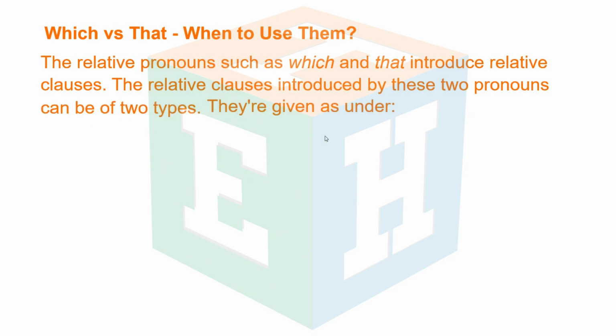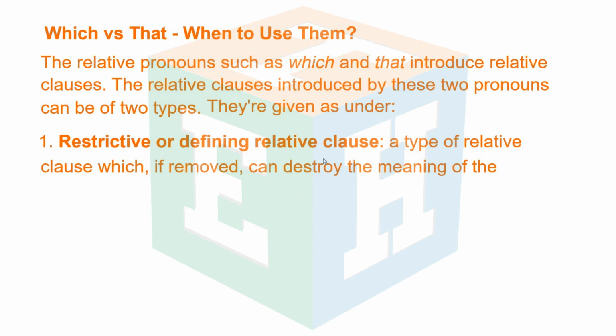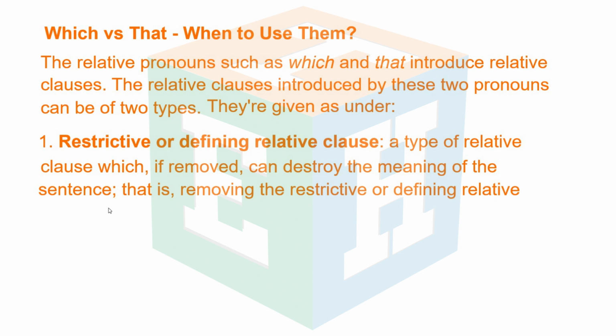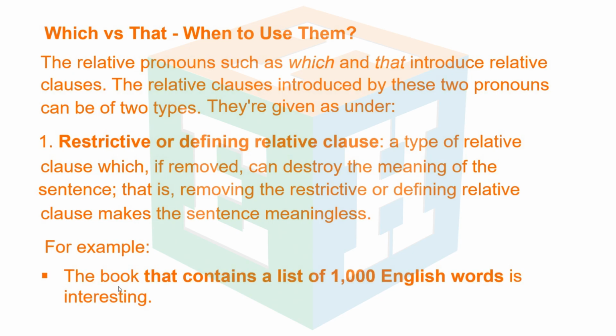They're given as under. 1. Restrictive or defining relative clause, a type of relative clause which, if removed, can destroy the meaning of the sentence. That is, removing the restrictive or defining relative clause makes the sentence meaningless. For example, the book that contains a list of 1,000 English words is interesting.